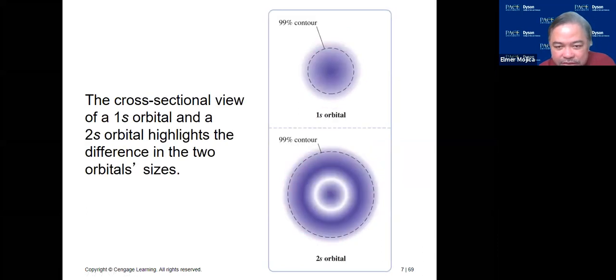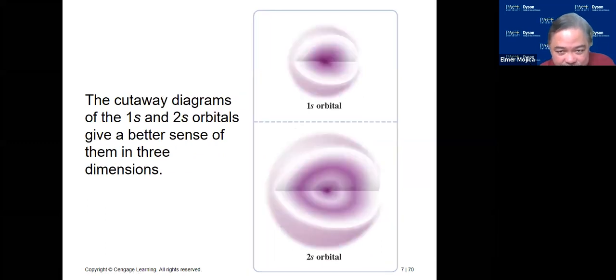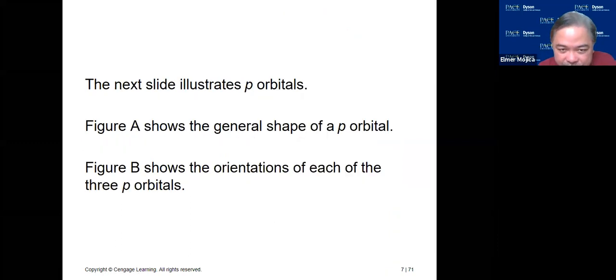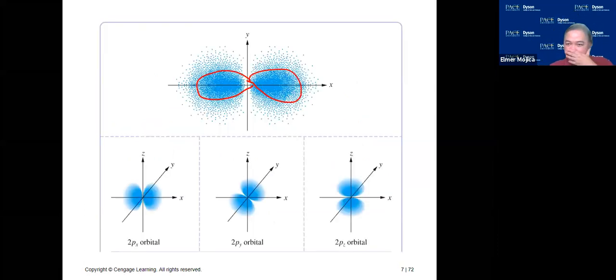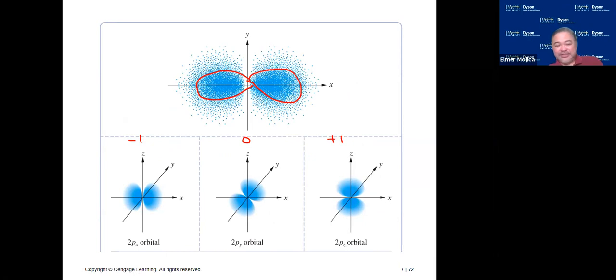So if you look at the s orbital, this is the cross section, and if you cut through it, this is how it looks, like a Pac-Man. And for the p orbitals, remember, you have a -1, a 0, and a +1. Those are what represent them. So you can have either a 2px orbital when it lies on the x axis, a 2py when it lies on the y axis, or a 2pz if it lies on the z axis.